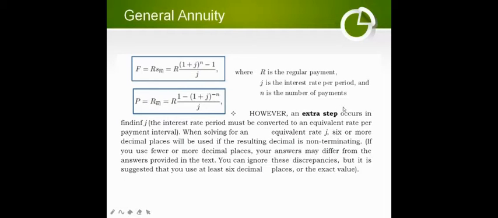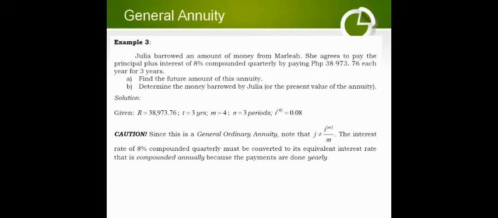However, an extra step occurs in finding the interest rate: the interest rate per period must be converted to an equivalent rate per payment interval. So when solving for an equivalent rate or the i, 6 or more decimal places will be used if the resulting decimal is non-terminating. So if you use fewer or more decimal places, your answers may differ from the answers provided in the text. So you can ignore this discrepancy, but it is suggested that you use at least 6 decimal places for the exact value. Let's proceed to example number 3.